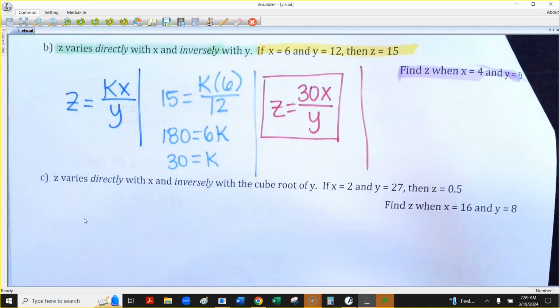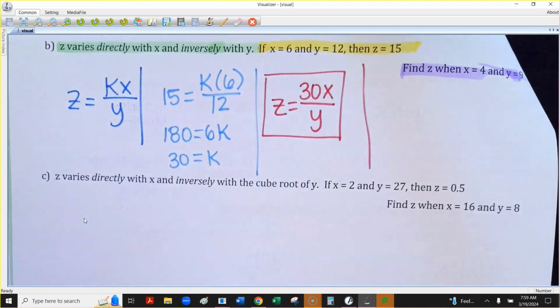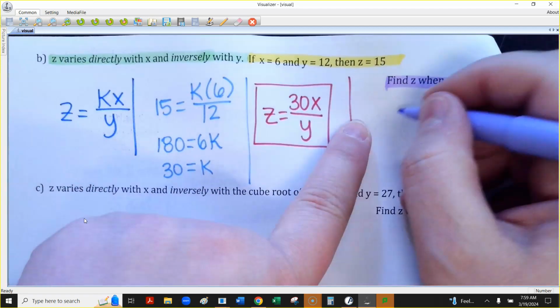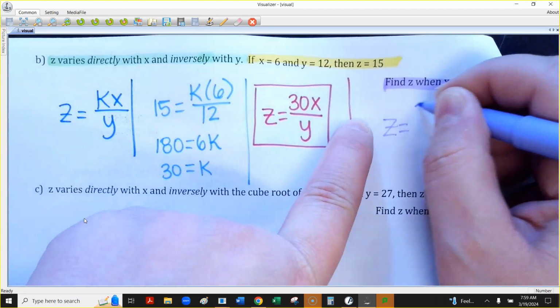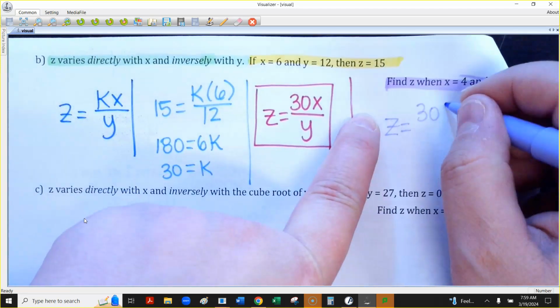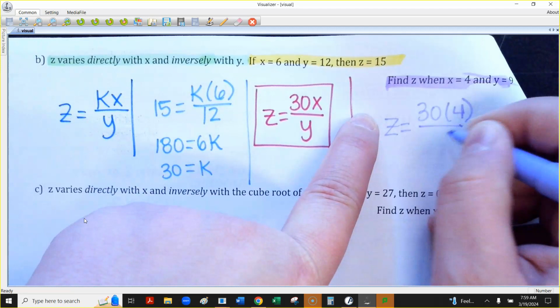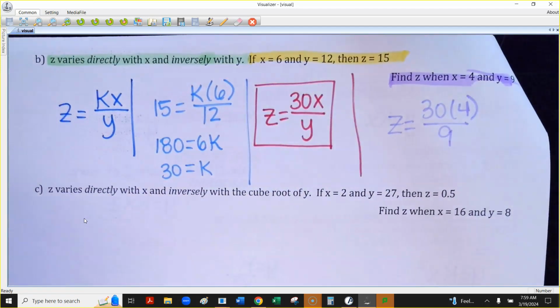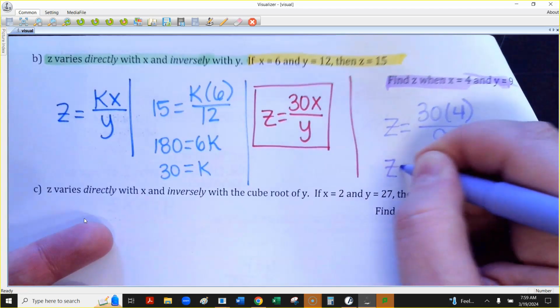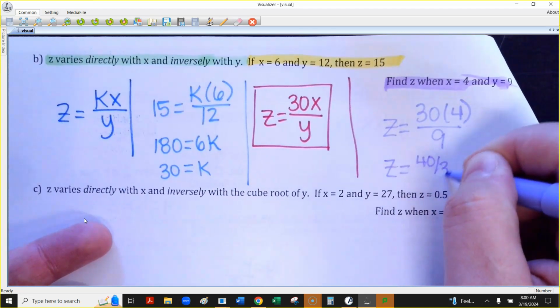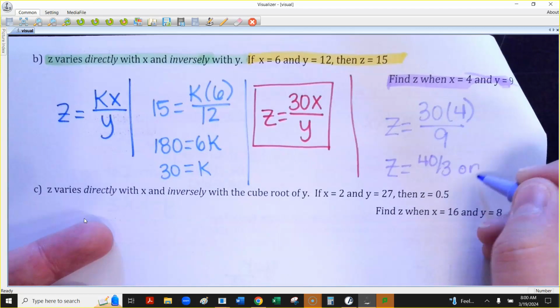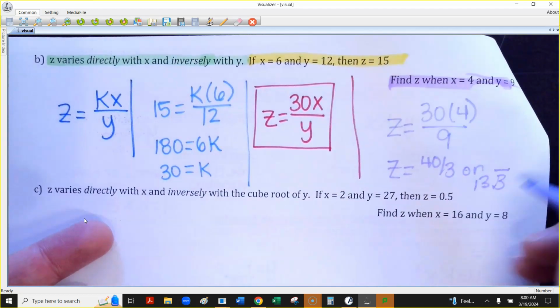I think I used the same numbers on this one. So it says find z. We don't know z, but I know k is 30, and then it says x is 4 and y is 9. So I'm literally just going to do that on my calculator real quick. 30 times 4 and then divide that by 9. I did not get a nice answer, so I'm going to leave this as a fraction. This should be 40 over 3. If you want to write the decimal, it's 13.3 repeating.